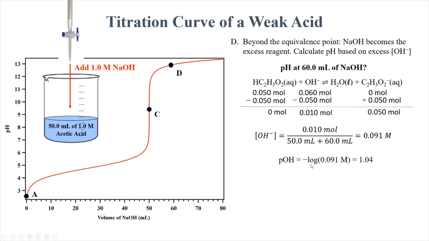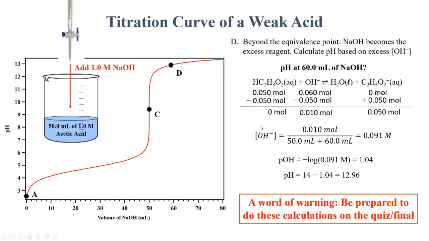And then we can get the pOH by taking the negative log of that, and then the pH, which is equal to 14 minus the pOH. So again, we can calculate the 12.96 directly by using our reagent table and knowing that OH minus dominates beyond the equivalence point.